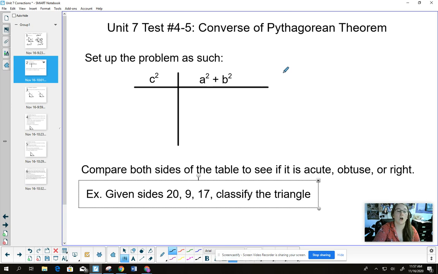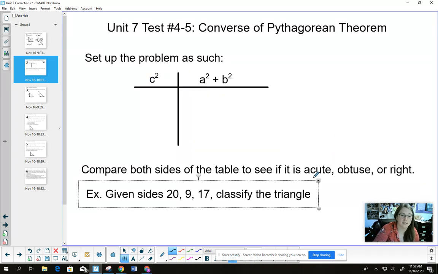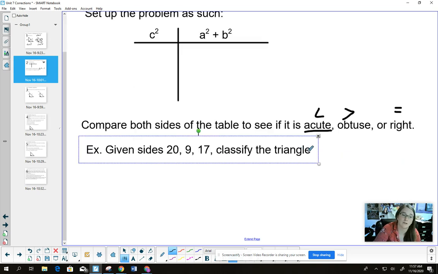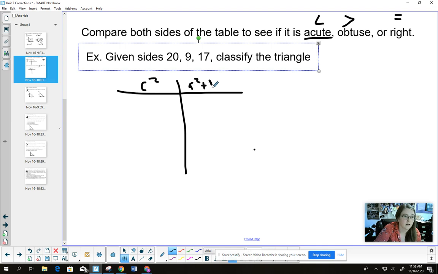Okay, so 4 through 5, this was converse of Pythagorean theorem. So these are the ones you had to set up this way, and you had to compare both sides of the table to see if it was acute, which remember is left is less than right, obtuse was greater than, or right was equal. So as an example here, if these were your 3 sides, A squared plus B squared. Remember that C, what goes here, has to be the biggest side. It doesn't matter the order given to us. 20 is the biggest side. That's why it goes here.